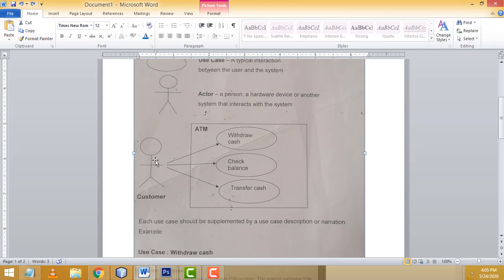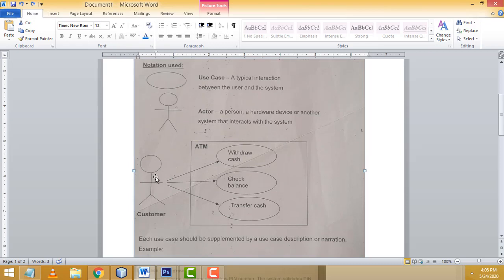The customer, who is an actor, can withdraw, check, and transfer cash, right? ATM machine is the use case. They will be able to withdraw the cash, check the balance and transfer the cash. Very simple example, right? What the user can do with the system. He will be able to withdraw money, check balance as well as transfer cash.